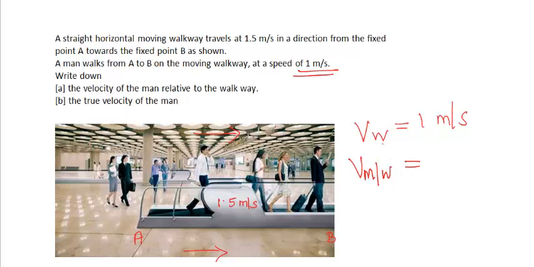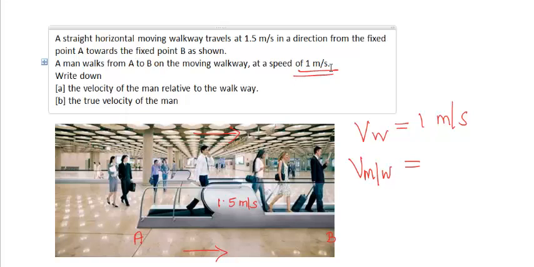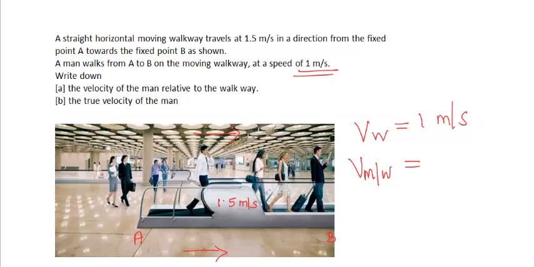What is called the true velocity of a man? True velocity is always the velocity of the moving person with respect to the ground. So this velocity of 1 meter per second is on the walkway, and the walkway is moving at 1.5 meter per second. Now the first question is to find the velocity of the man relative to the walkway. That is 1 meter per second.